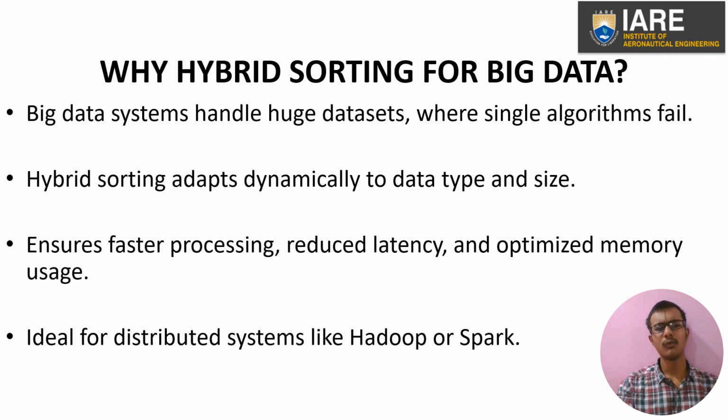Now let's question why. Why do we use hybrid sorting for large data, for big data? Big data systems in general handle huge data sets where single algorithms fail. Hybrid sorting in general adapts dynamically to data type and size. This concept of hybrid sorting ensures faster processing, reduced latency, and optimized memory usage. It is very ideal for distributed systems like Hadoop or Spark.